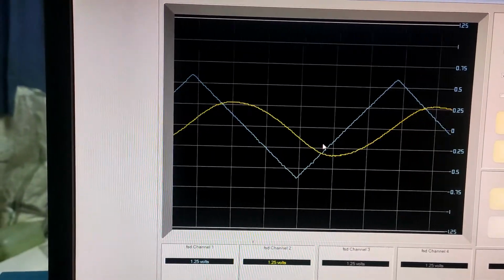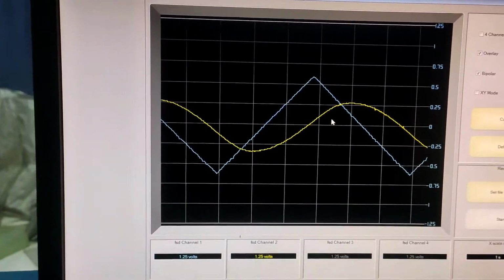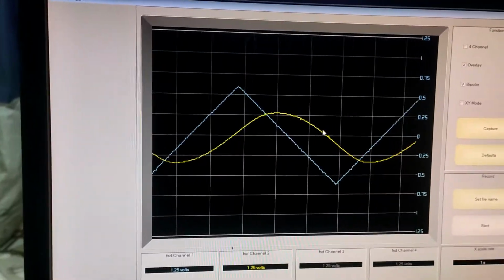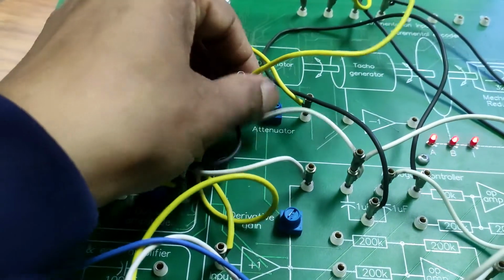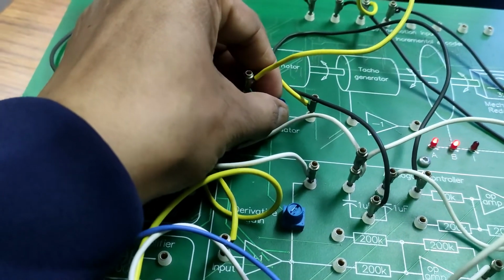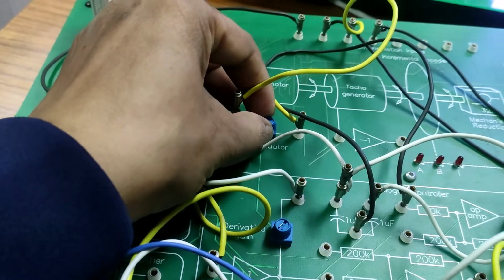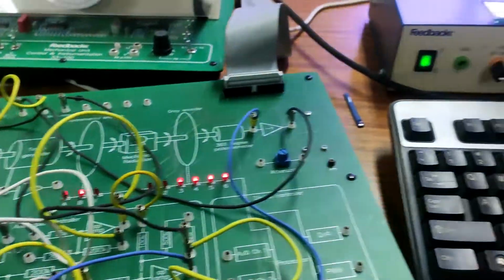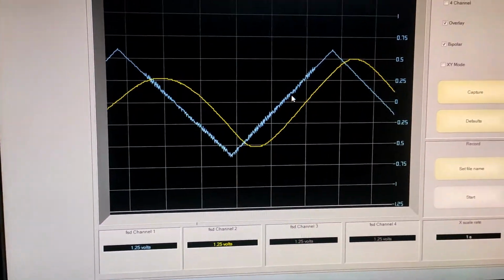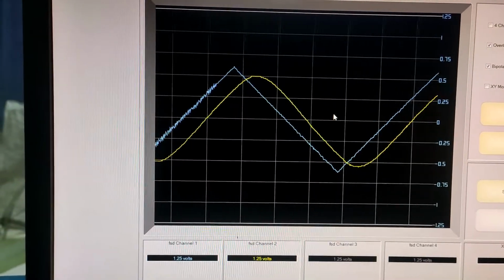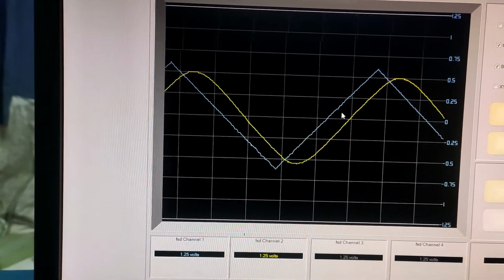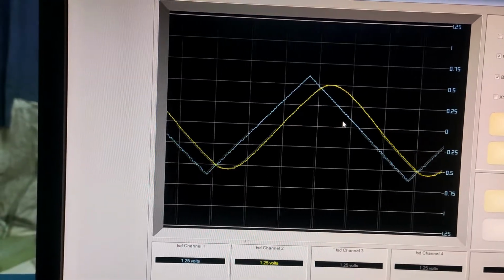Okay. So here the error is more in this case. Now what we do, we are going to minimize the error to follow the input signal. For that, initially we are using only P controller. So slightly we increase the gain of P controller. If you check here, now the error is reducing somewhat. It will follow the input signal.